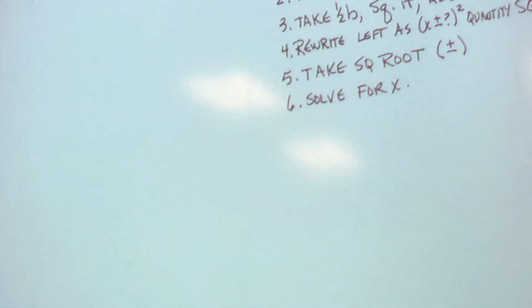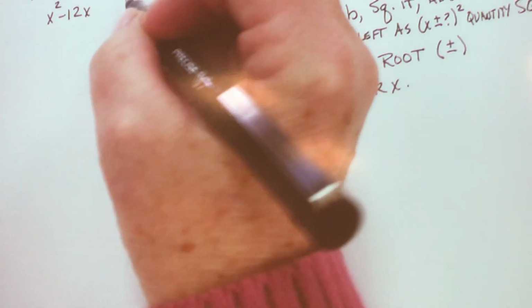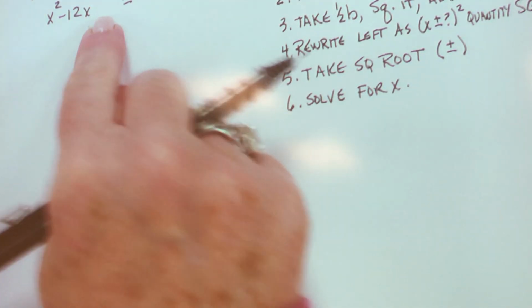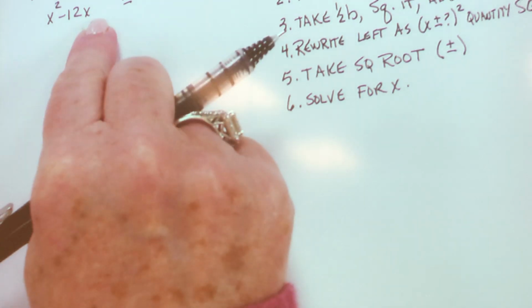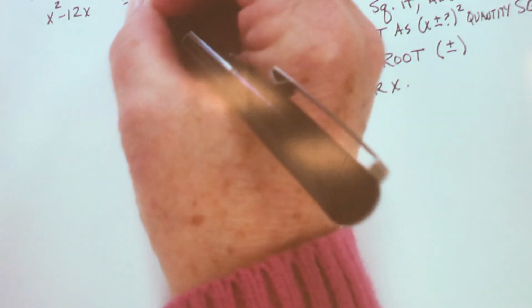So the first thing I want to think about is rule number 1. Is the coefficient of the quadratic 1? Yes. So, check. I'm off to number 2, which says put the constant on the other side. Who's the constant? 4. When you put it over there, leave a blank right here, because what am I about to make right here? A perfect square trinomial. And when you move 4 over here, what is it? Negative 4.